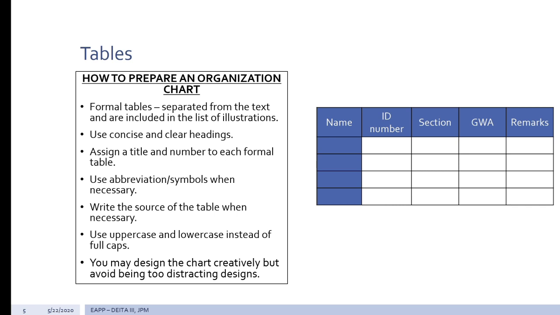Now, how do we read a table? Let's make this very simple. When you're reading a table, you read the title of the table first, and the headings. Check whether the information is updated or obsolete. Next, check the source of the information. Where is it from? Study the headings and their relationships.